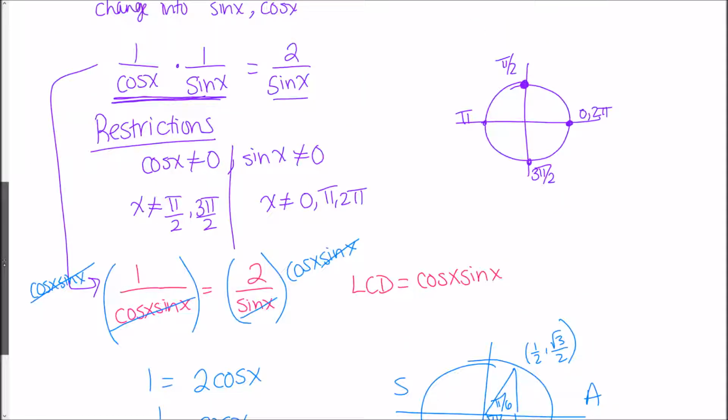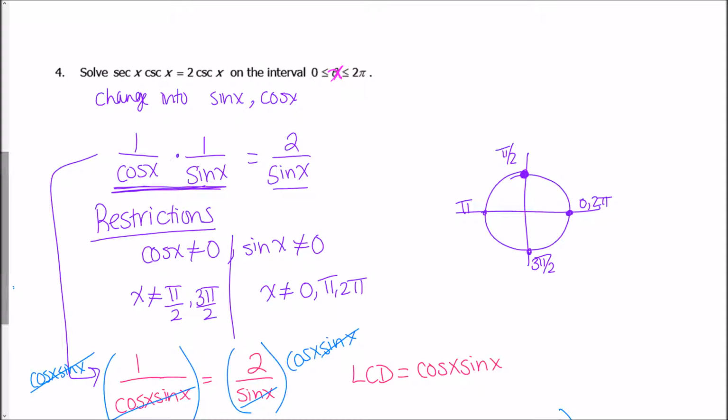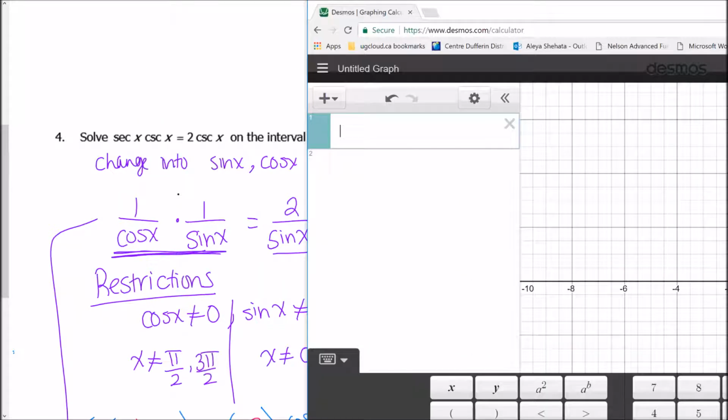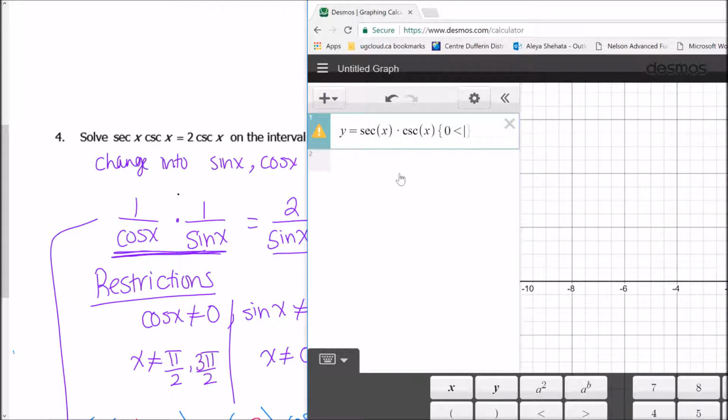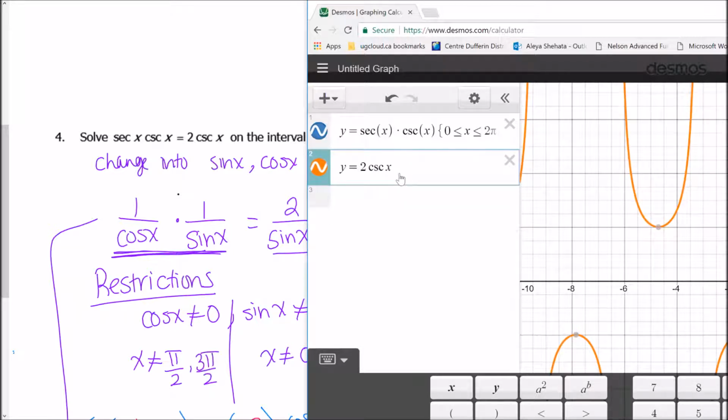Okay, but I would like to graph this out to see what this is going to end up looking like. So let's go ahead and do that right now. I'm going to go to Desmos and type in y equals secant of x times, for some reason Desmos needs me to write this in brackets, times cosecant of x, but again from 0 to 2 pi. This is my first graph, and I'll move it over so you can see it. Then my second graph is going to be 2 cosecant of x, and same thing, this needs to be from 0 to 2 pi.